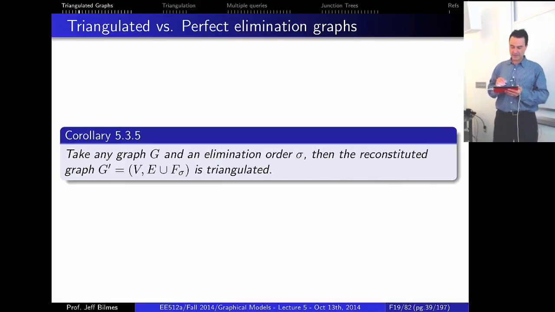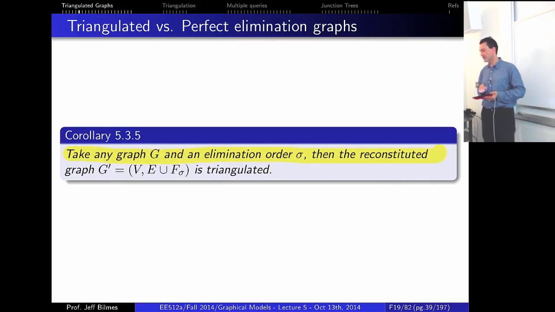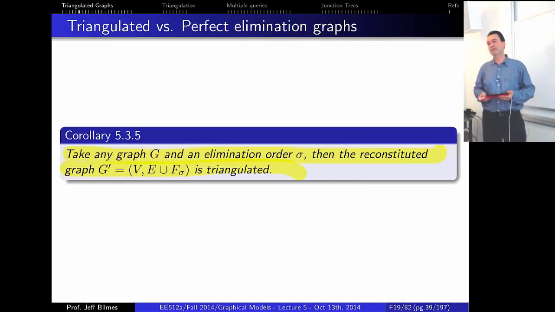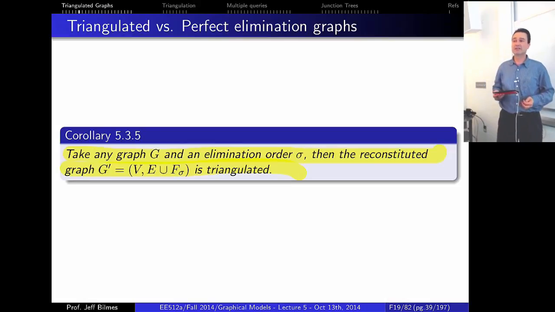And then we also have this, which is that if we take any order on any graph, then the reconstituted graph is necessarily triangulated because it now has a perfect elimination order. So it's easy to triangulate a graph, right? We just eliminate it, reconstitute it, and we've got a triangulated graph. Is that good? Does that mean that it's a good triangulated graph? Does that mean that it's something that's going to be cheap?